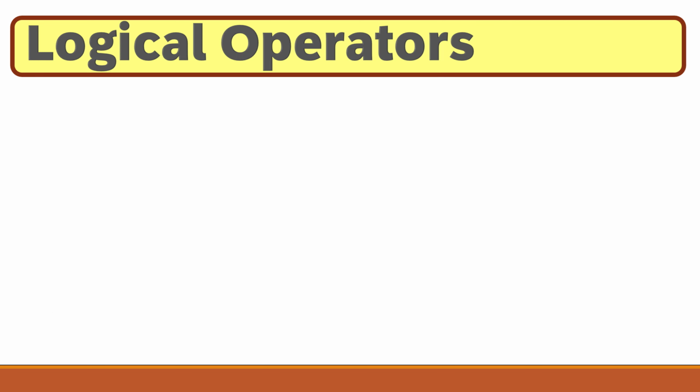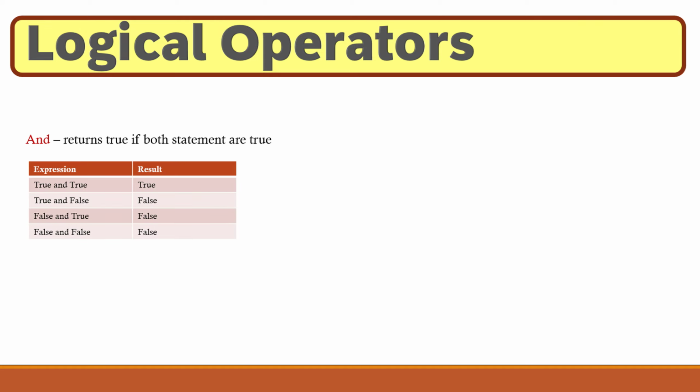There are three main logical operators in Python. The first one is AND, which returns true if both statements or operands are true. So we can see in the table, if it's true and true, then the result will be true. But if it's anything else, it will result in a false, because they both have to be true. So true and false won't work, because both of them have to be true. True and false is false, false and true is false, and false and false is false.